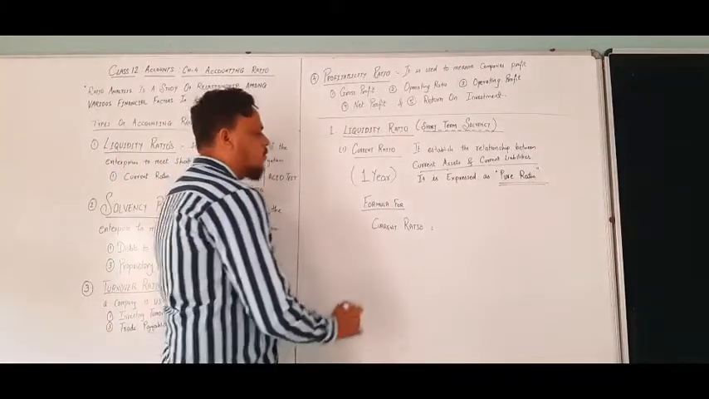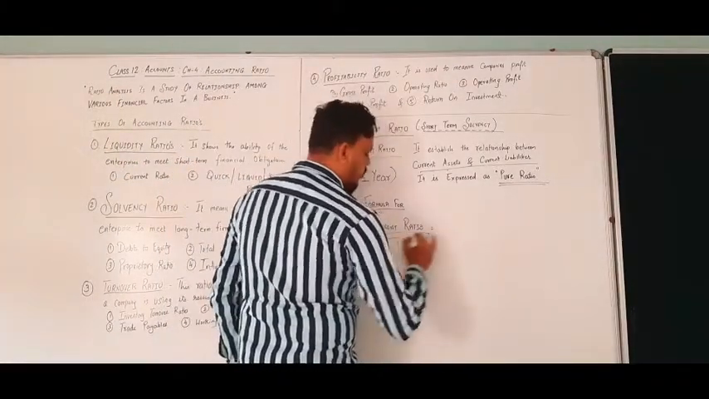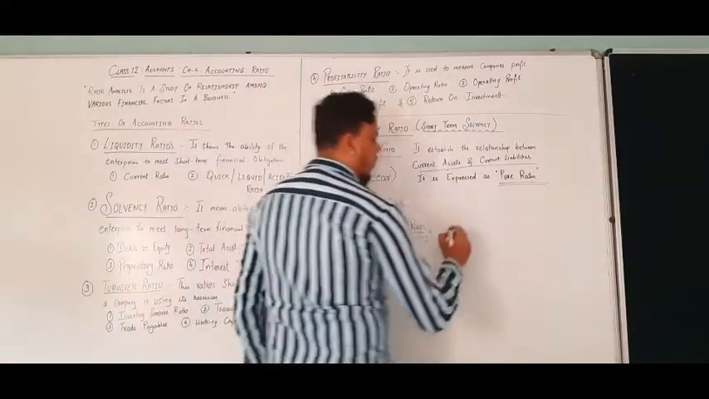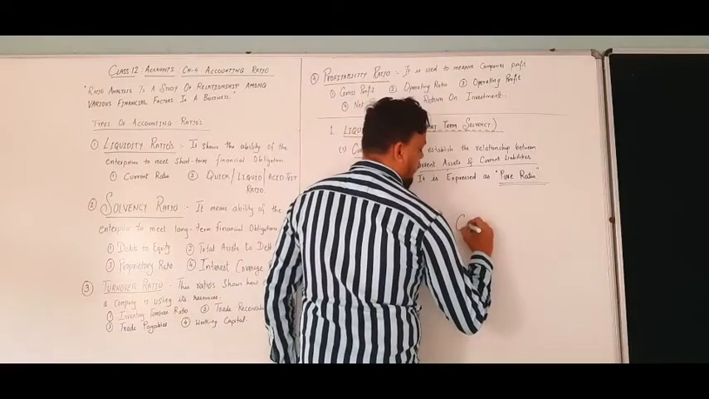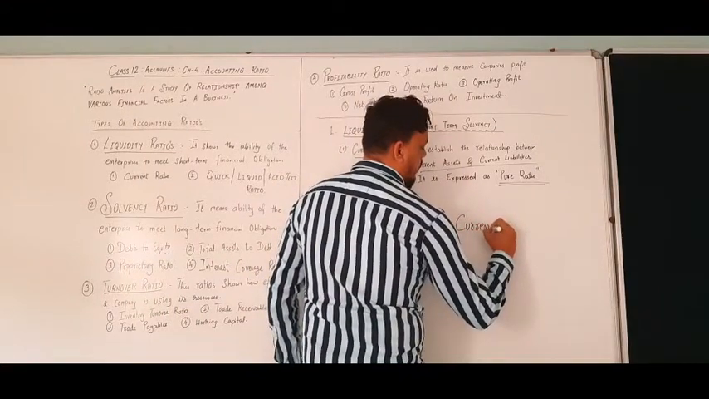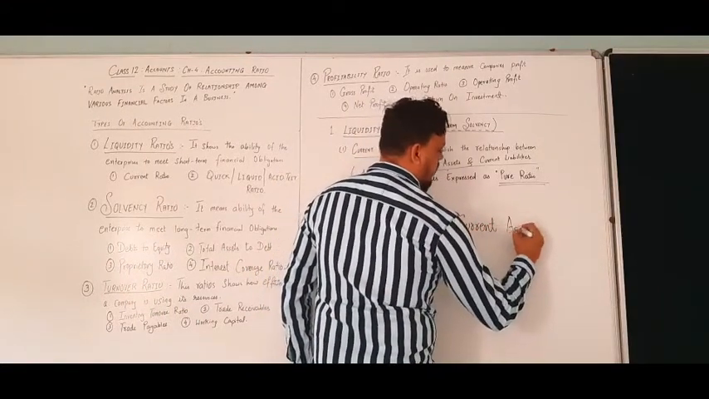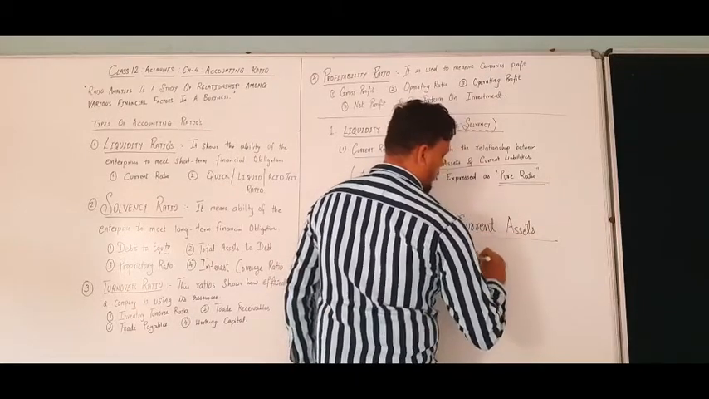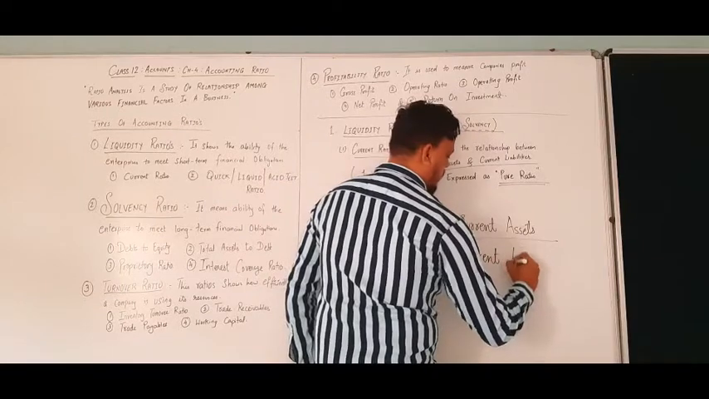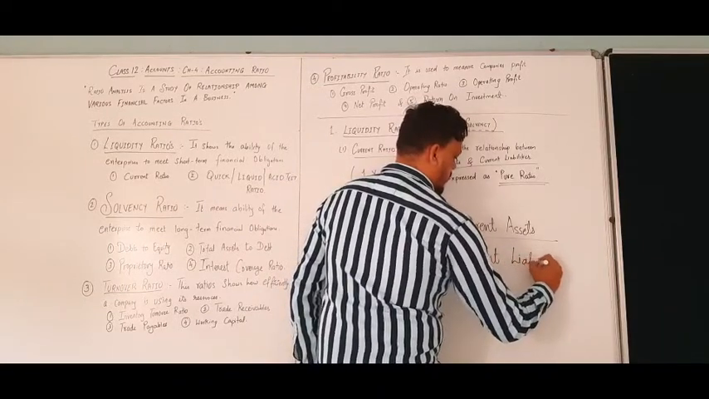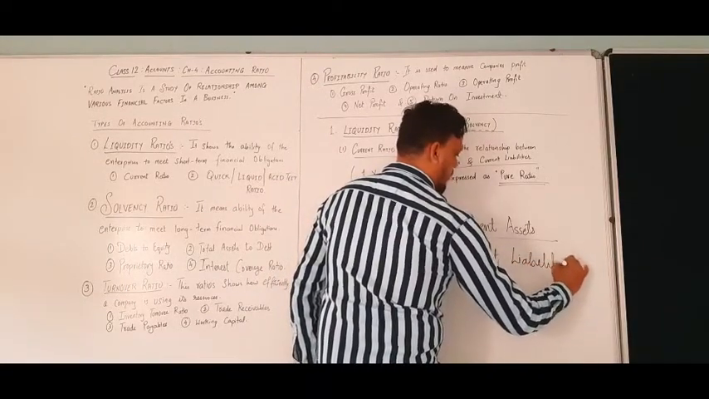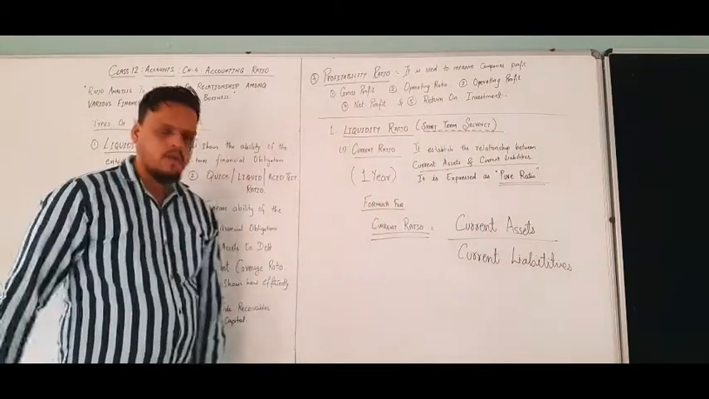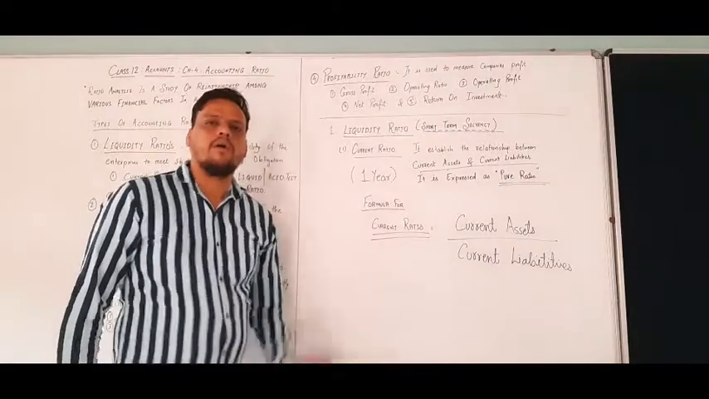Now it is about the formula for current ratio. What is the formula of current ratio? Current ratio has the formula of current assets upon current liabilities. This is the formula from where we can get pure ratio.